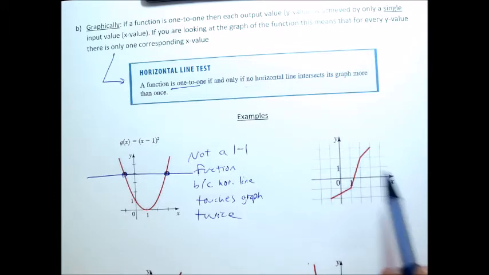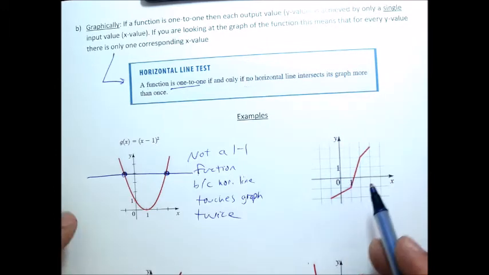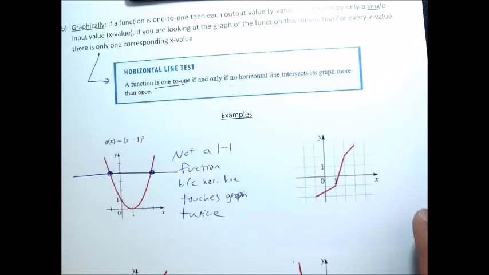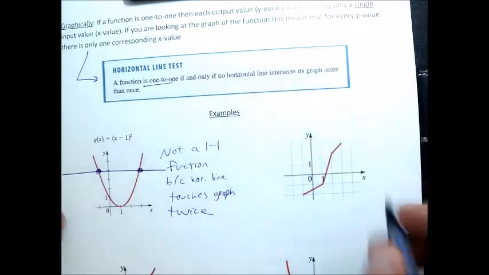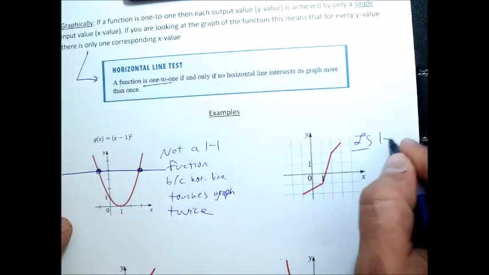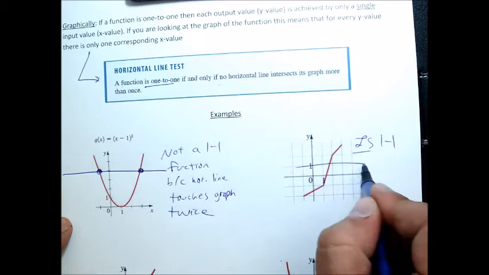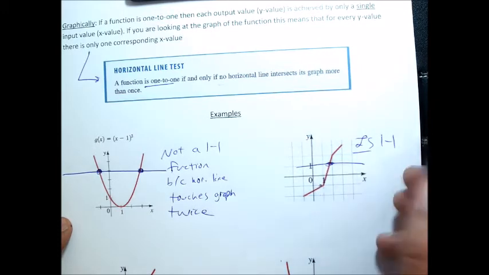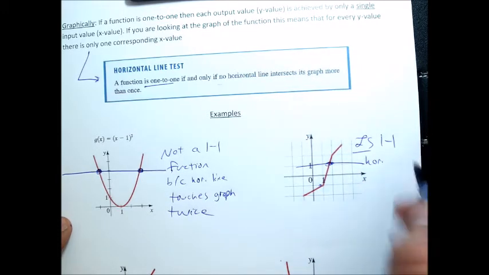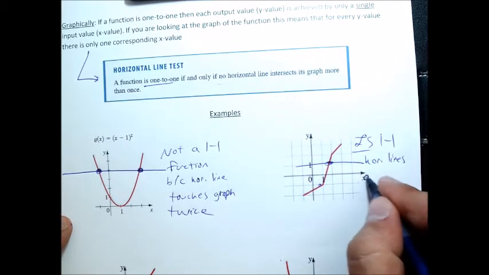All right, so is this next one one-to-one? Yeah, this one is. The next one is one-to-one, right? Horizontal lines only touch once. So I just want to make that clear. Horizontal lines only touch once.